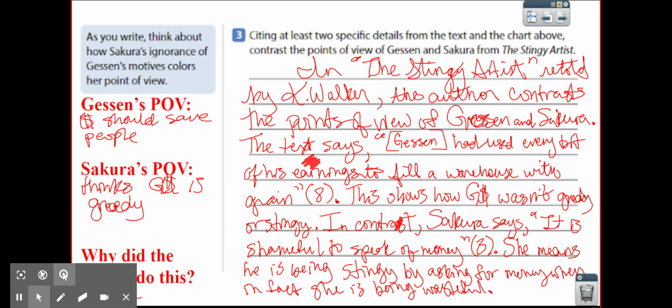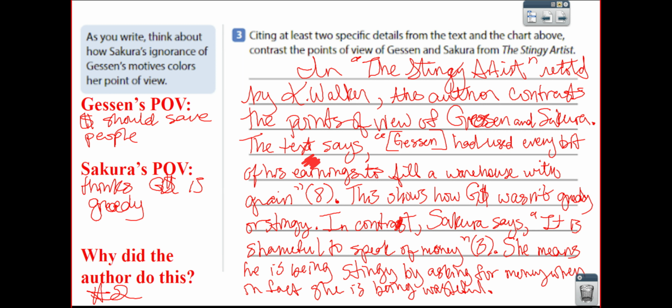So I'm going to show you 2 examples of students past. This is what they did. I just rewrote it on the screen. And so this is what their notes looked like. Okay. They've got Gleason's point of view that money should save people. Sakura's point of view was she thinks that Gleason's money, that he's greedy, and that why the author does this. It's going back to answering question number 2 that you have at the top of your thing.